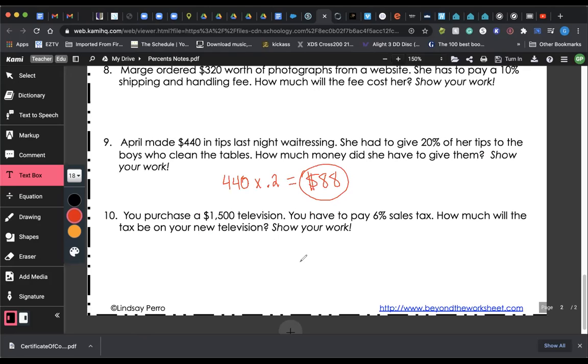All right. Final word problem. You purchase a $1,500 television. You have to pay 6% sales tax. How much will the tax be on your new television?